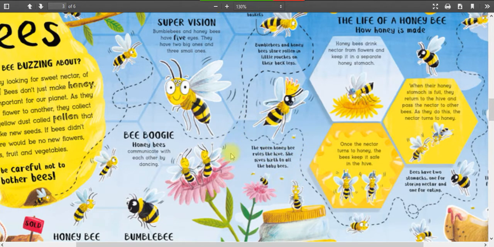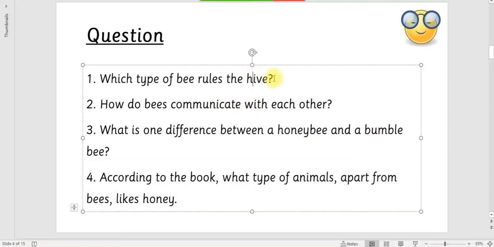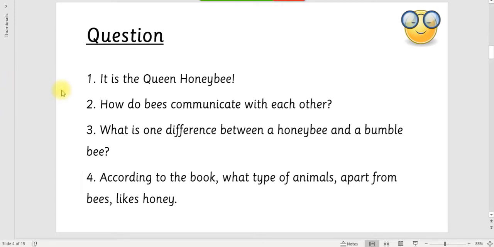So I'm going to read this whole paragraph. It says, the queen honeybee rules the hive. She gives birth to all the baby bees. So which type of bee rules the hive? Well, it is the queen honeybee. That's the type of bee that rules the hive. There we go. And it says she gives birth to all of the baby bees. So she is the ruler of the bees in an individual hive. Perfect.